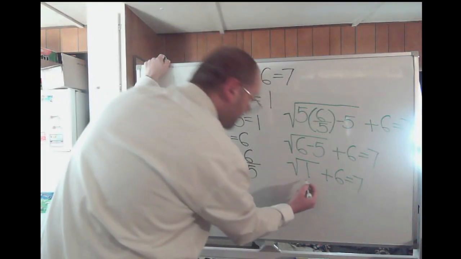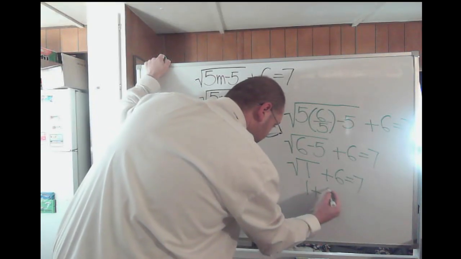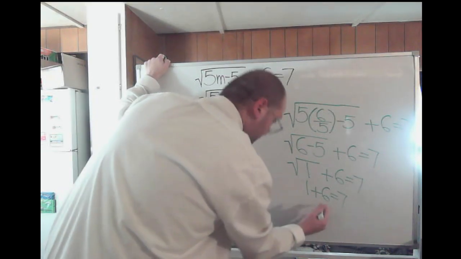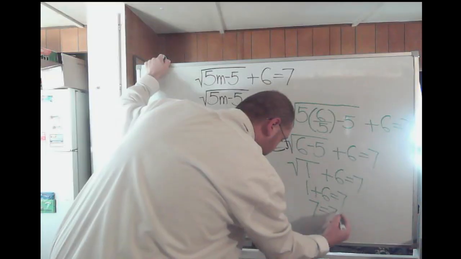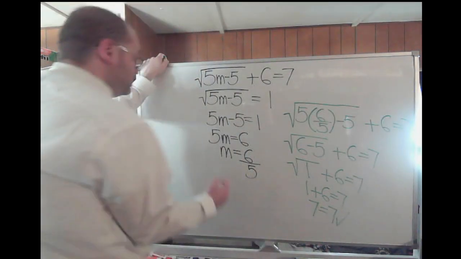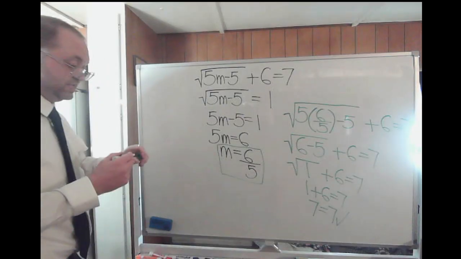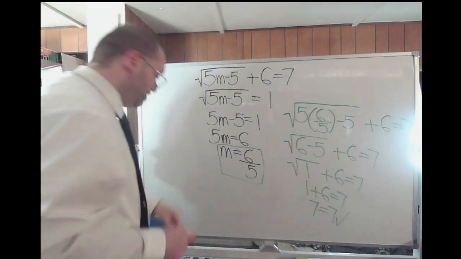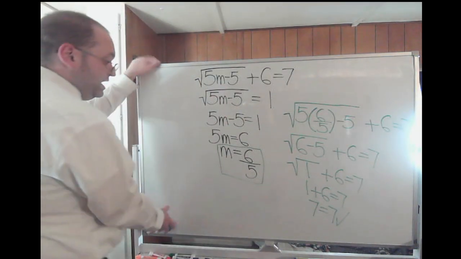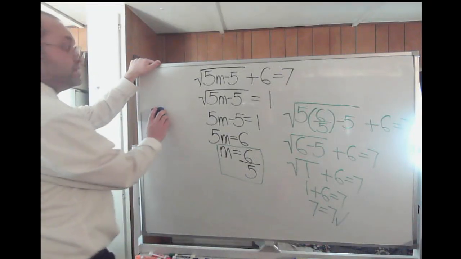The square root of 1 is 1. This turns into 1 plus 6 equals 7. 1 plus 6 is 7. 7 equals 7. You have a true statement. So yes, the answer in this particular case is m equals 6/5 by the time you do all the checking and all the math. M equals 6/5.